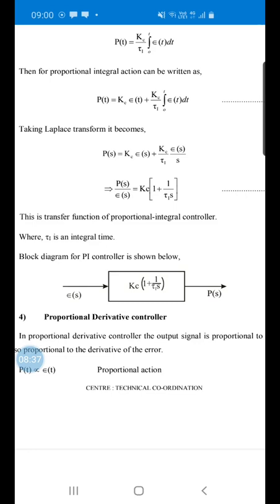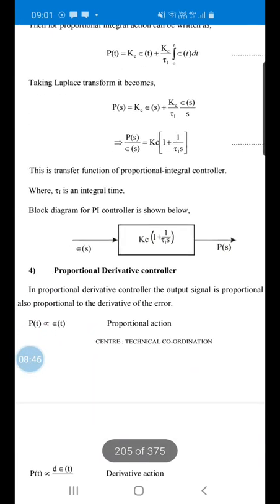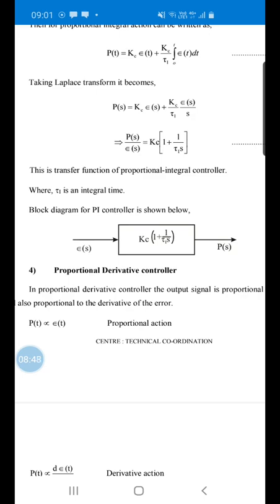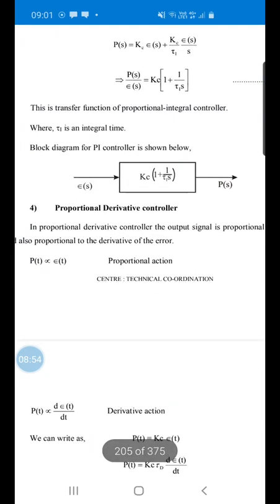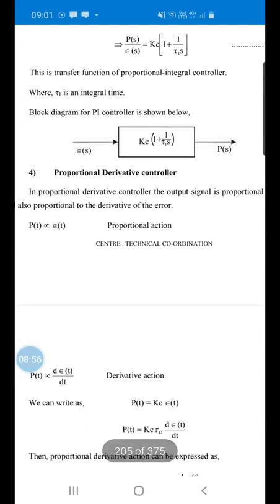So earlier it was nothing but only Kc. Now tau I is introduced here. So there are two parameters added. Tau I is integral time and Kc is a steady state gain. So this will be the block diagram for the PI controller.